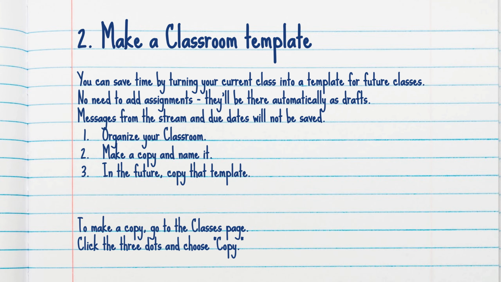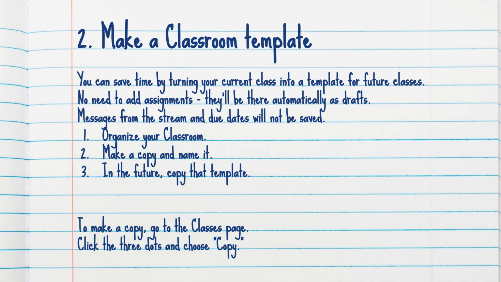Next, make a classroom template. You can save time by turning your current class into a template for future classes. There's no need to add assignments to your new classes. They'll already be there as drafts. You just need to put some due dates on them and assign them. And the messages from your stream and due dates won't be saved, but things like rubrics will be. So it's worth your time to do.